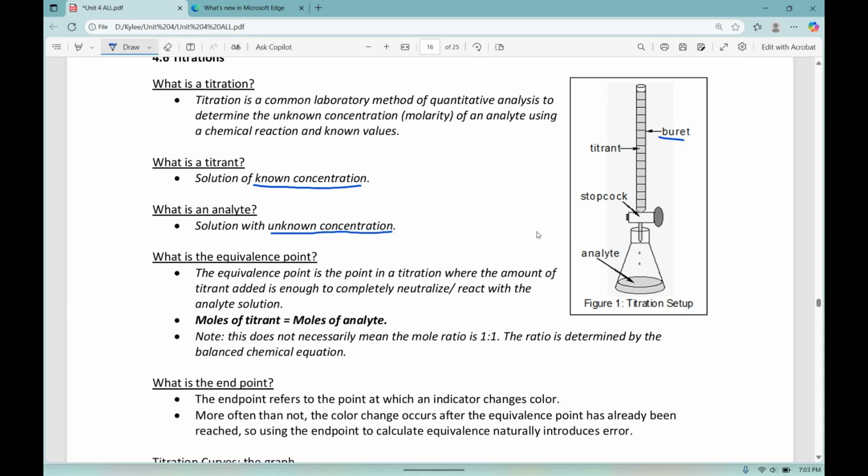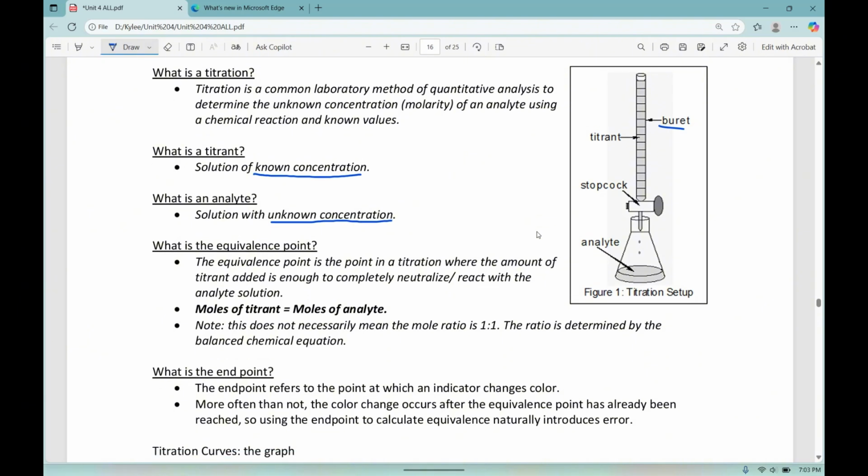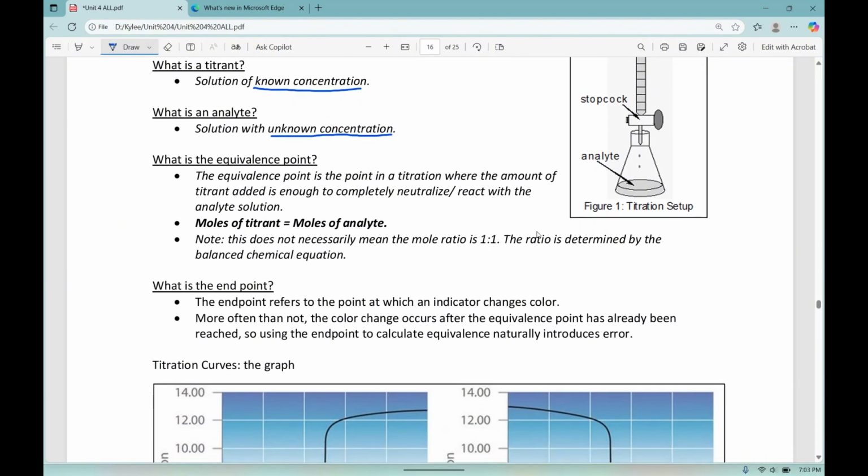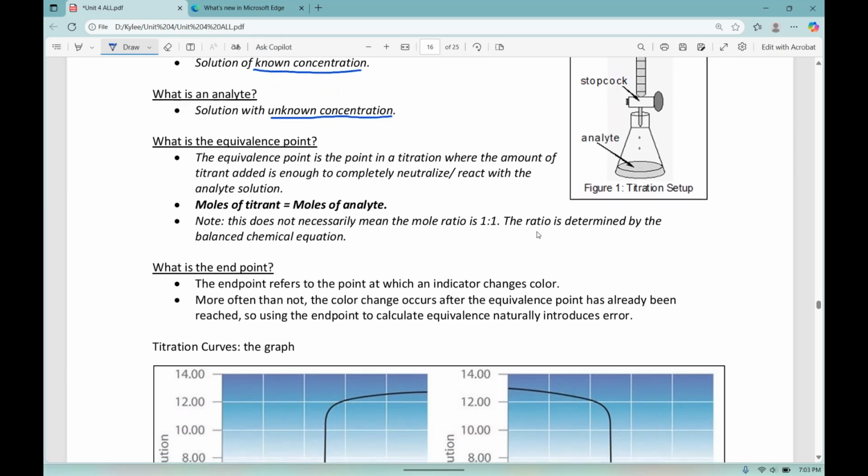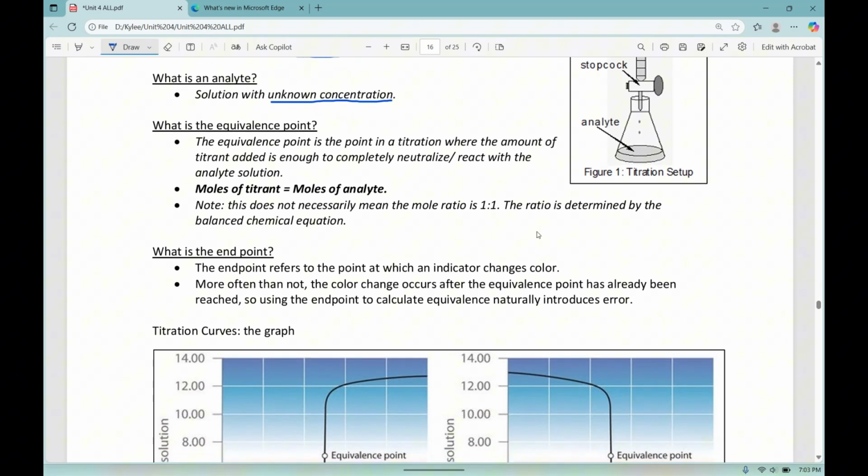The equivalence point is the point in the titration where the amount of titrant added is completely enough to neutralize or react with the analyte. And so at the equivalence point, moles of the titrant equal moles of the analyte. This does not necessarily mean the mole ratio is 1-to-1. That would be determined by the balanced chemical equation. That just means that at the equivalence point, the moles are equal.